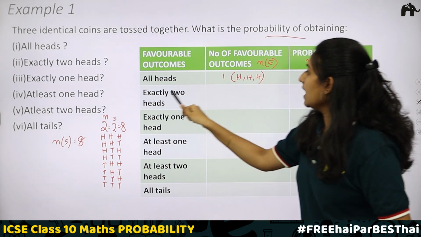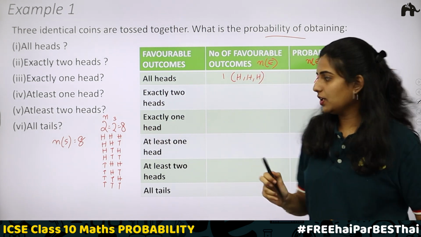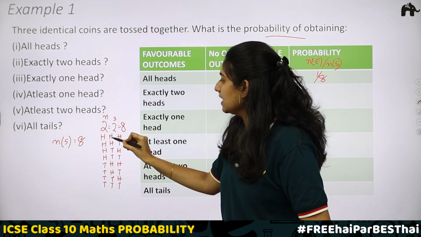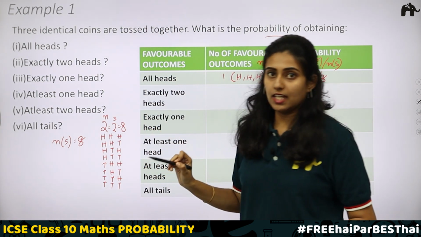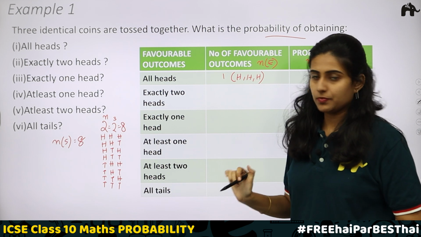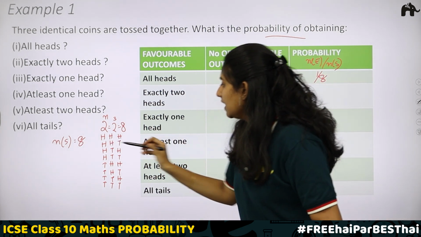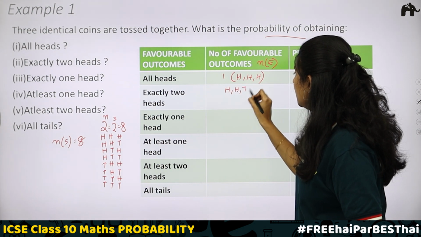Next is exactly 2 heads. 2 times H should come. What are the cases? Can we take H, H, H? No, right? Because here it is exactly 3 heads. Exactly 2 heads means only 2 times head can appear. This case can be taken: H, H, T. H, H, T can be taken.